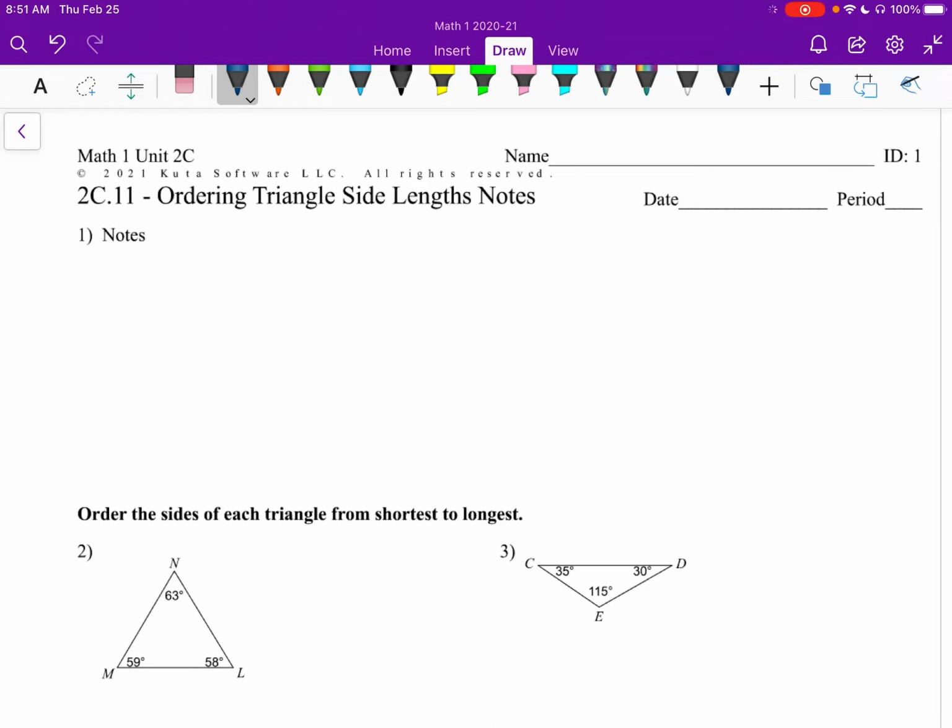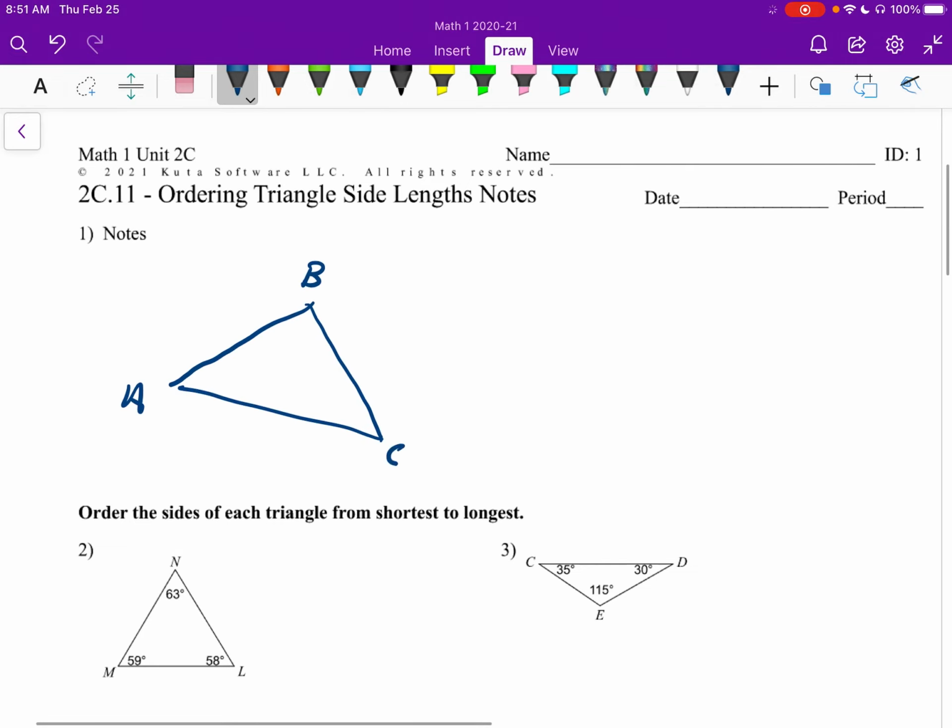All right, section 11, ordering triangle side lengths. So this one here, we're going to talk about angles and sides together. So let's talk about just some bland triangle here. We have a triangle. Maybe this will be A, B, and C. Those are the angles. And opposite the angles, I'm going to put a little a, a little b, and a little c. See how I labeled these so that c was opposite C, b was opposite B, and a was opposite A, right?